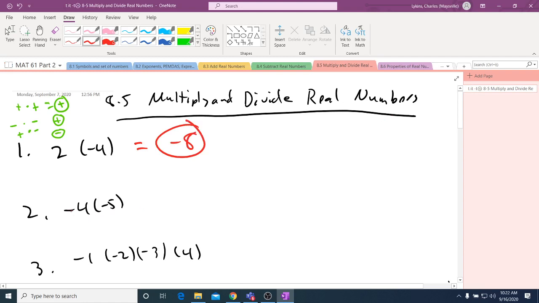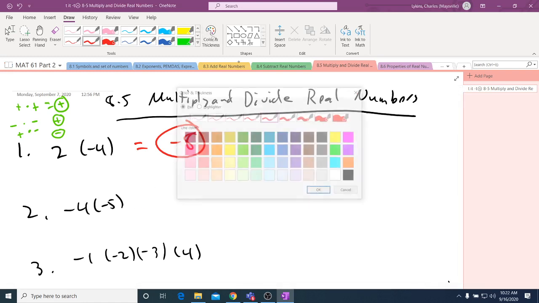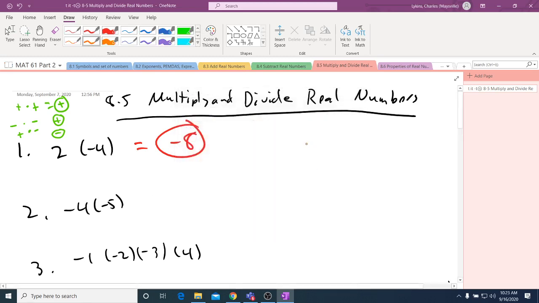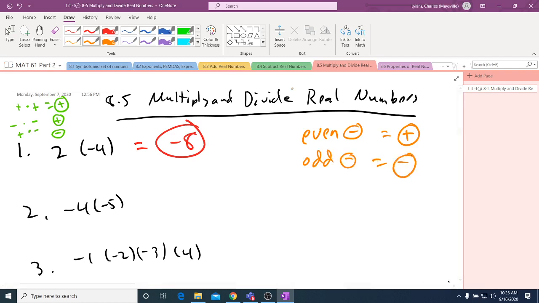Number 2, I've got a negative 4, negative 5. So remember, at any point in this video, you can always pause it and come back to it and see if you're doing this correctly. So negative 4 and a negative 5. I know that two negatives make a positive. So anytime you're dealing with negative numbers, and I'll maybe put this as a side note, an even amount of negatives gives us a positive number, but an odd number of negatives will give us a negative. And we're going to see that here in a second.